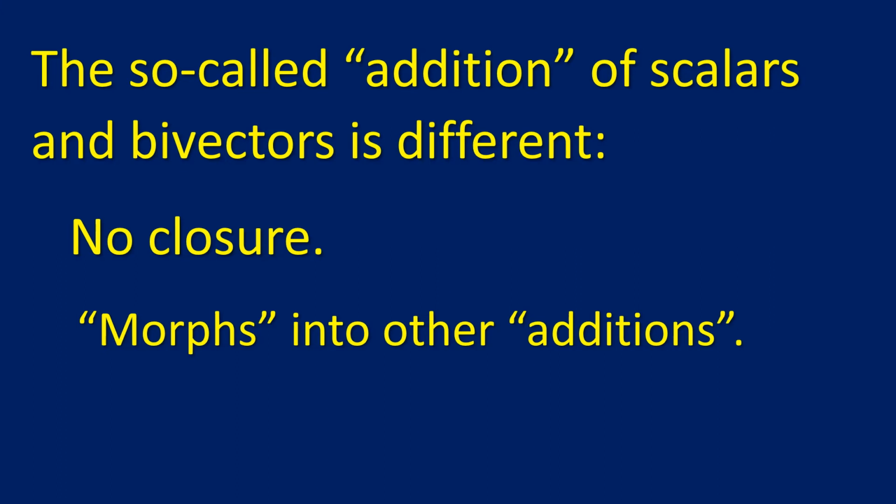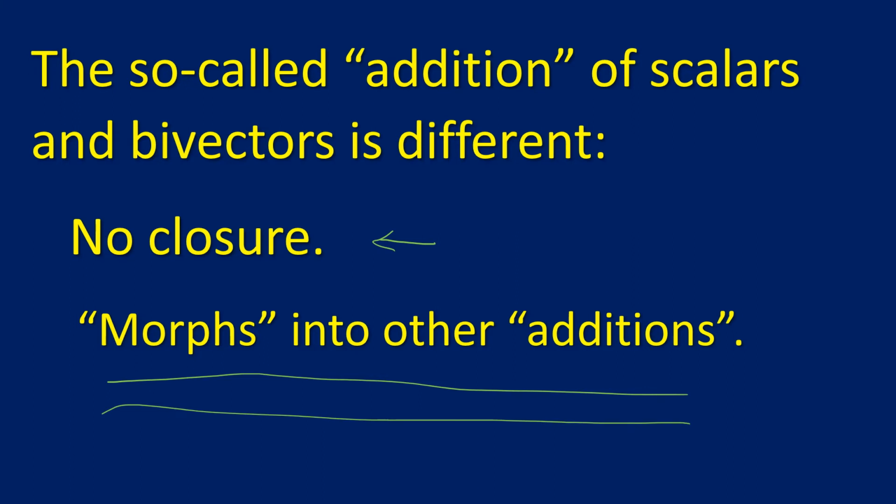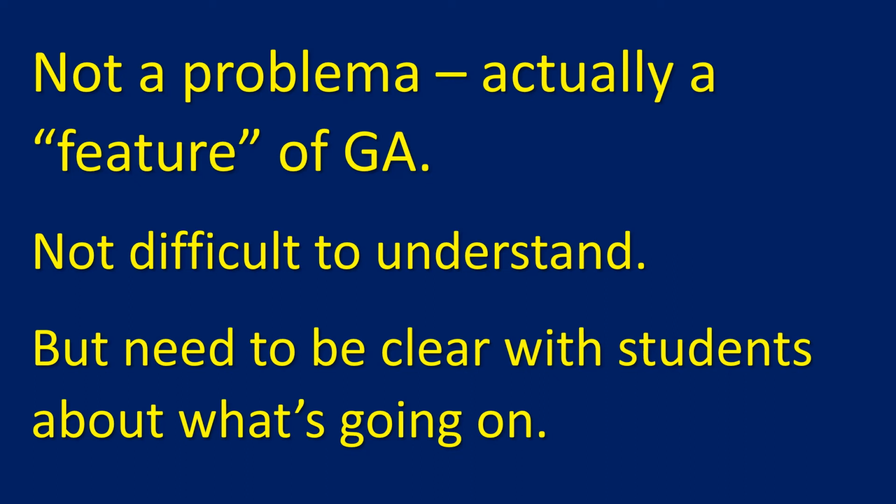One of the ways in which this addition is different from others is that it doesn't have the closure property. Again, vectors have a closure property. You add two vectors to get a vector, etc. That's not what happens when we add scalars and bivectors. We get something that's neither. The other thing that's odd about this addition is it will morph into others in use. And that's not a problem. It's actually a feature of geometric algebra. It's not difficult to understand, but we need to be clear with the students about what's going on. Otherwise, we miss a learning opportunity and we can't expect them to really come to understand all this.